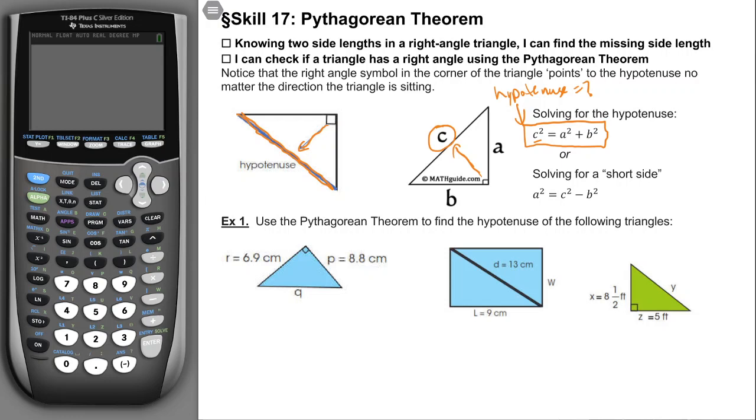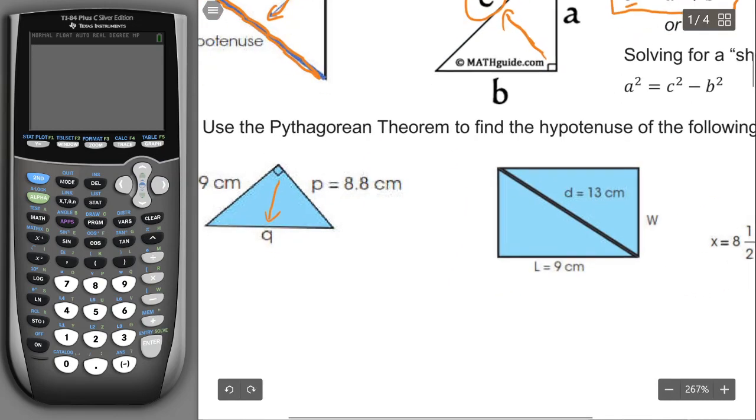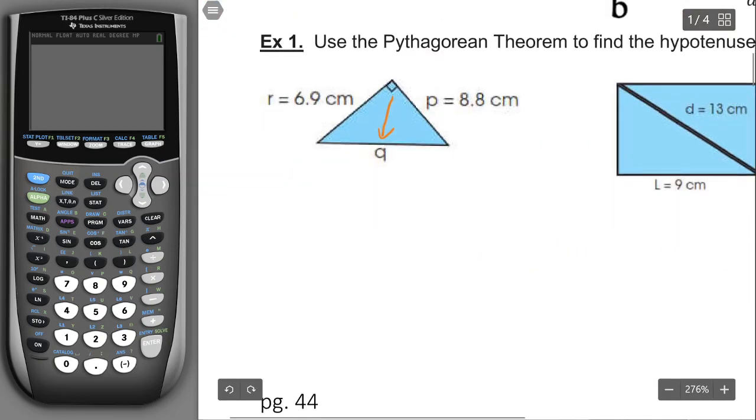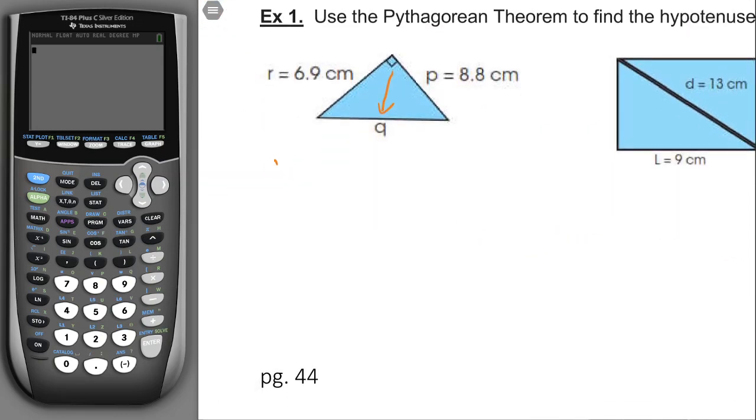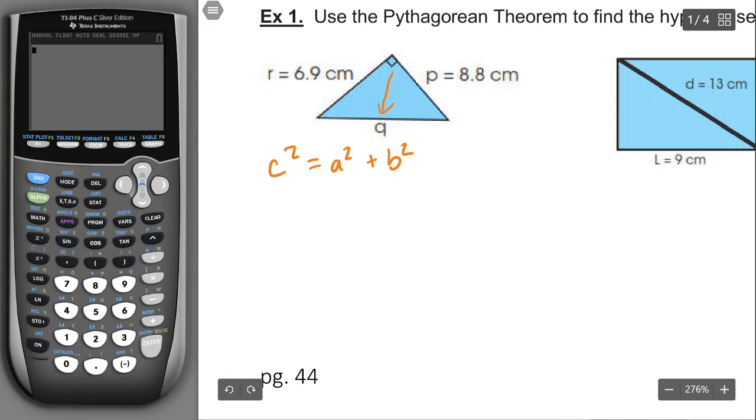Our first example here, we don't know Q. Q is across from our right angle. So that makes this triangle here a Pythagorean theorem question where we don't know our C. So C squared equals A squared plus B squared. And in this case, our hypotenuse is Q. So Q squared is, now A and B, I'm going to substitute my numbers now.